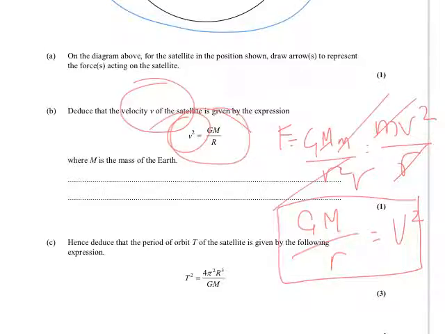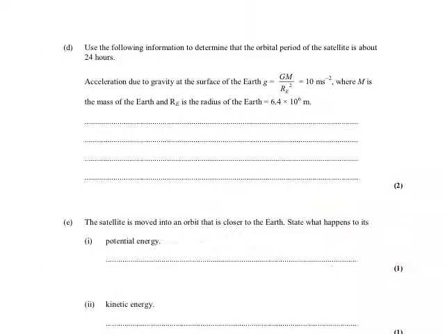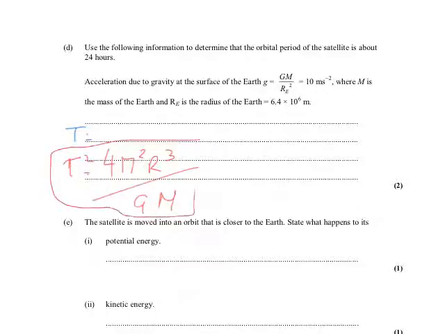Okay, so this next one, hence deduce the period of orbit T is equal to this. This is exactly the same as the question I did a few pages ago, where you had to prove that r cubed was proportional to T squared. Okay, so the same proof. Now we need this expression for the next page and the next question, which asks you to find T. You need to find the period. In the previous question, you're given T squared equals 4 pi squared r cubed over GM.